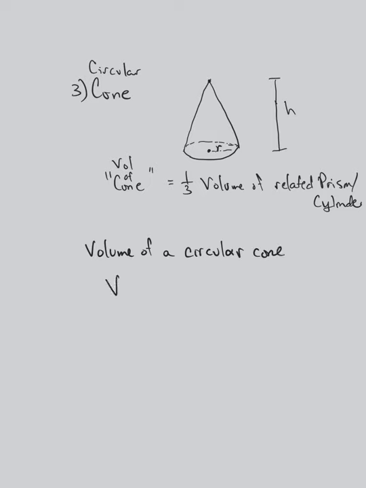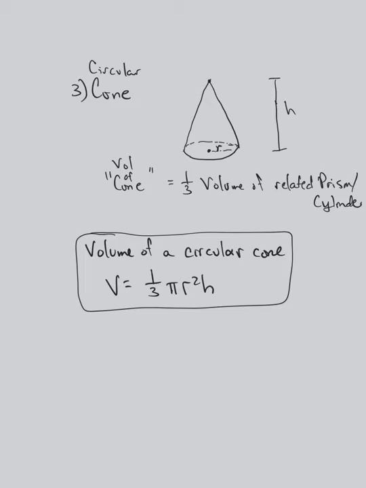And so, okay, for the volume of a circular cone, then what would we do? Its related prism is a circular cylinder, and we know what that volume is. It's pi r squared h, as we just learned. All right, and so the cone is going to be 1/3 of that. All right, like that.